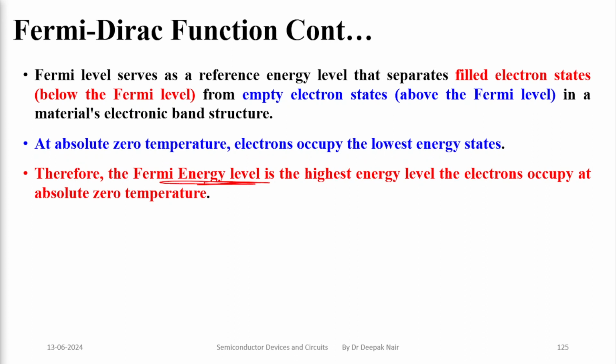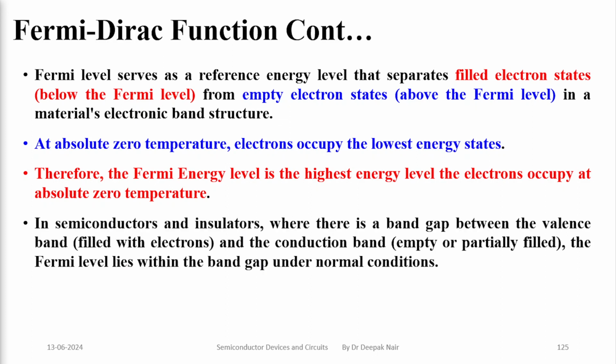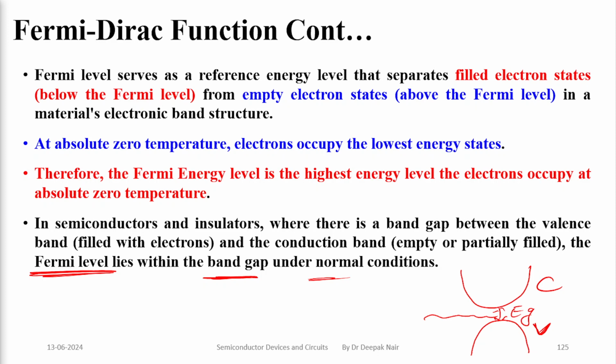Therefore, the Fermi energy level is the highest energy level that an electron can occupy at absolute zero temperature. This is the maximum energy level the electrons can achieve at 0 degree Kelvin. In semiconductors and insulators, where the band gap between the valence band and conduction band is high, the Fermi level generally lies within the band gap. For example, here we have valence, here we have conduction, and this is EG, the energy gap, so the Fermi level will be somewhere in the middle. We will come to where in the middle, and what the possibilities are of finding the Fermi energy level between the conduction and valence bands.